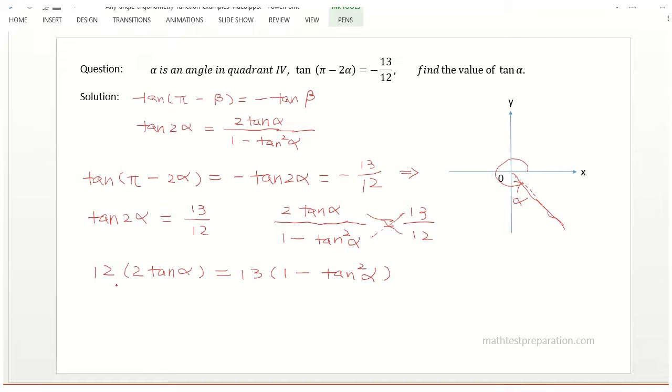So 12 multiply 2 is 24. Tangent alpha equals 13 subtract 13 times tangent alpha square. Now move the 13 and 13 times tangent alpha square to the left side of the equation. We go to next page.